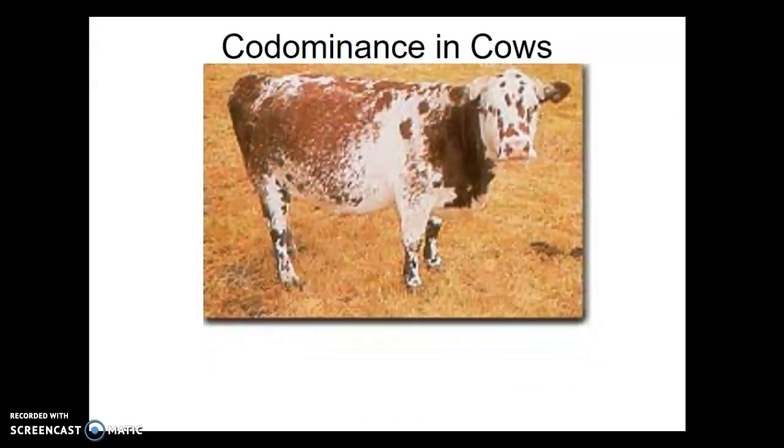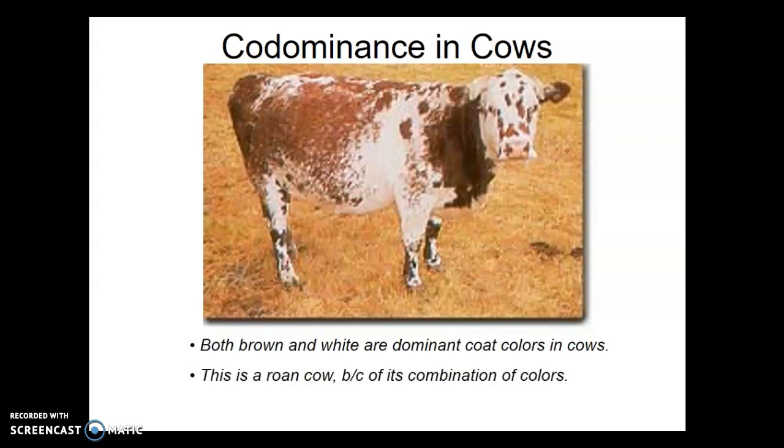Here's an example of codominance in cows. This cow is a result of a white cow crossed with a brown cow to give us the brown and white colors showing, but not mixing. We don't have a tan cow, we have a brown and white cow. This brown and white cow is referred to as a roan cow. So the genotype here would be heterozygous codominant.